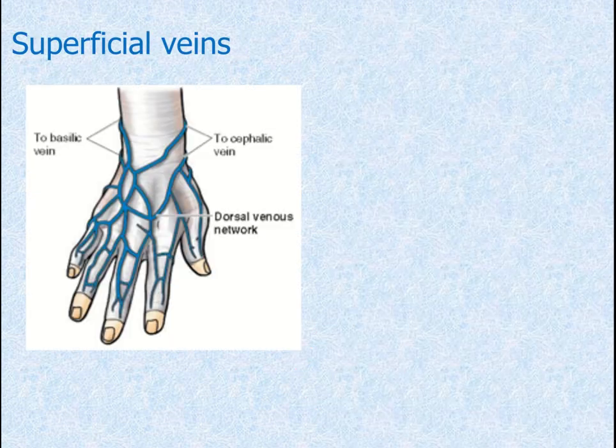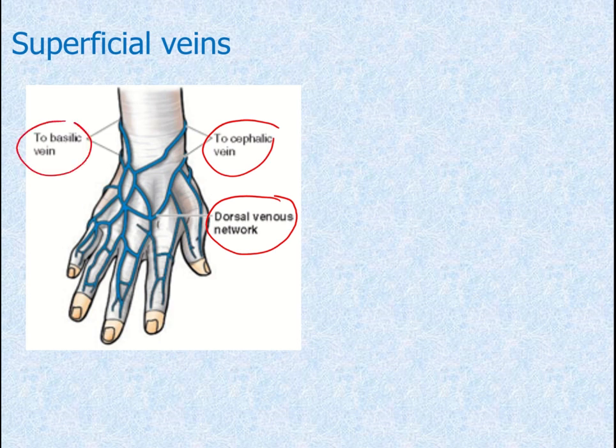So this is a better looking diagram of the same venous arrangement. This is the dorsal venous network, or the dorsal venous arch, from which on the lateral side starts the cephalic vein, and on the medial side starts the basilic vein, and they run along these borders, as I mentioned before.